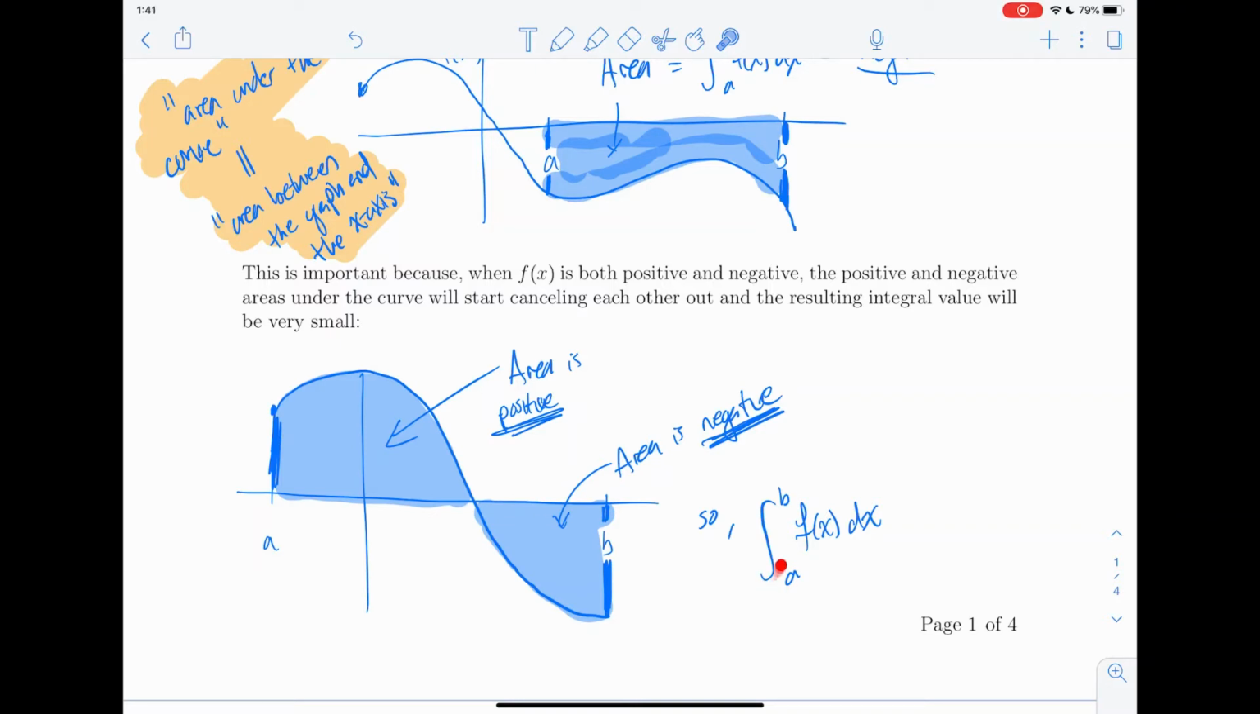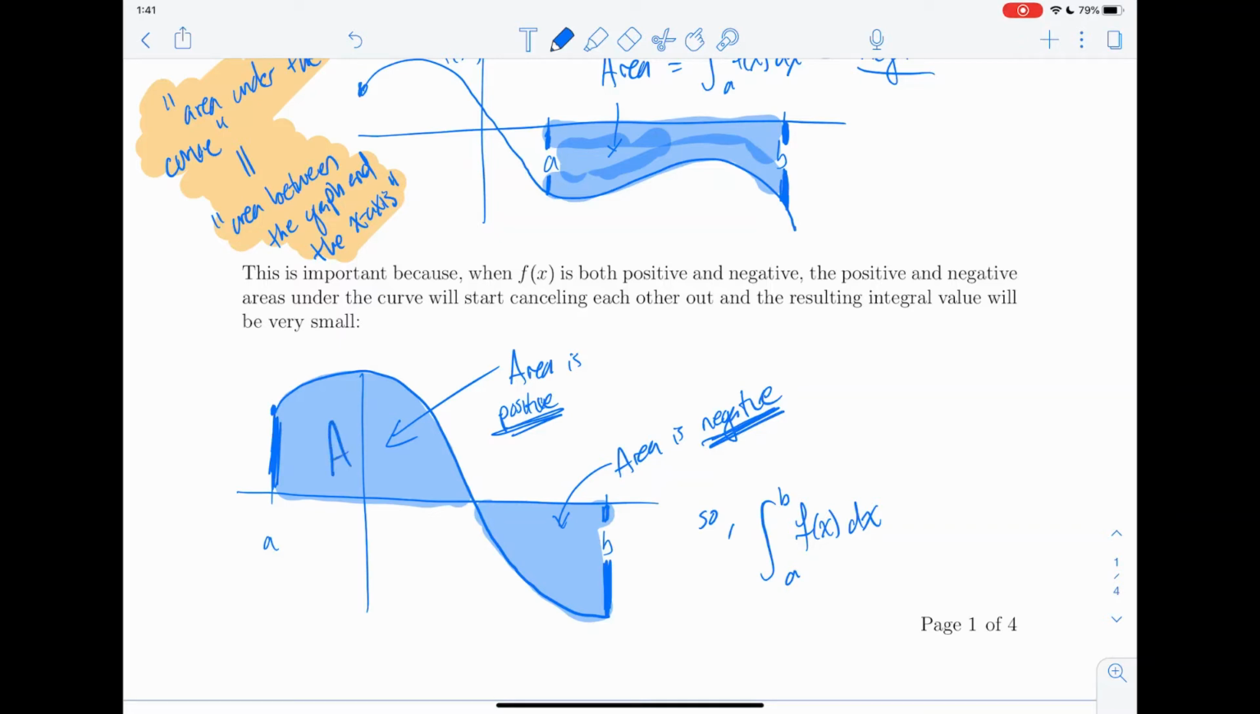So this integral from a to b is not just going to be this area plus this area. It's actually going to be this positive area minus this area. This is a very subtle situation that we find ourselves in, but it is very important that we understand it. So I'm going to give you an example to make this more clear.